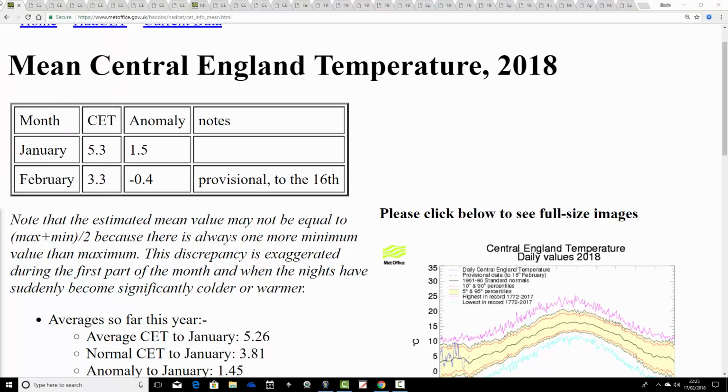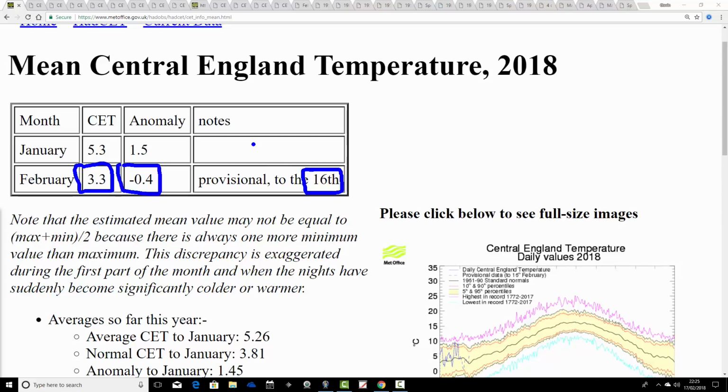I'm going to start off by looking at the Central England temperature, just to confirm that we are colder than average, and I think we will probably come out colder than average for this February. It will just depend how cold it is. So far provisionally, up to the 16th of February, the CET is standing at 3.3 degrees, and the anomaly there is 0.4 of a degree below average. If you compare that to a more modern average, like 1981 to 2010, a warmer average, then it would be a bigger deviation than that showing. So we're around half a degree colder than average.